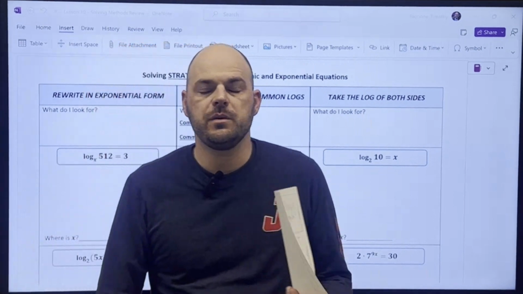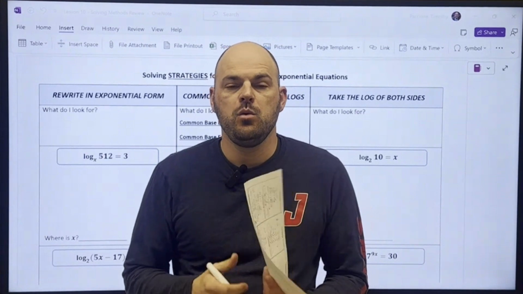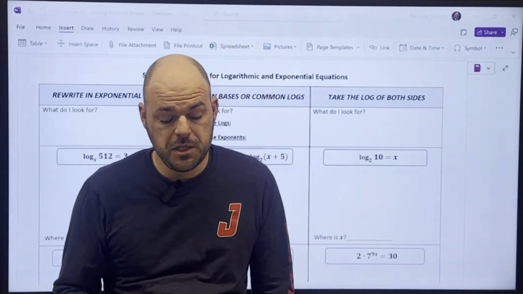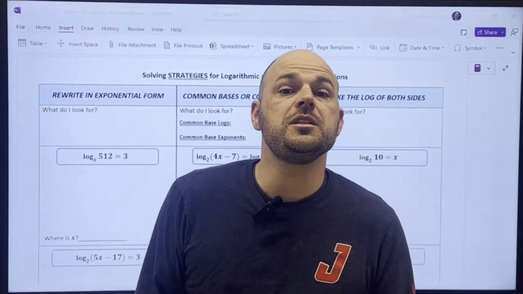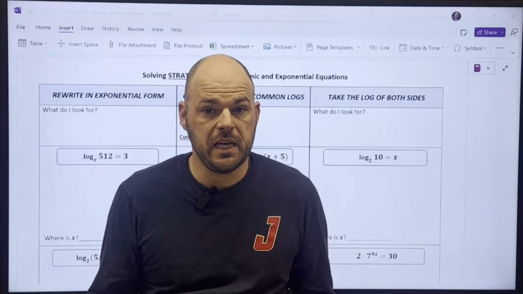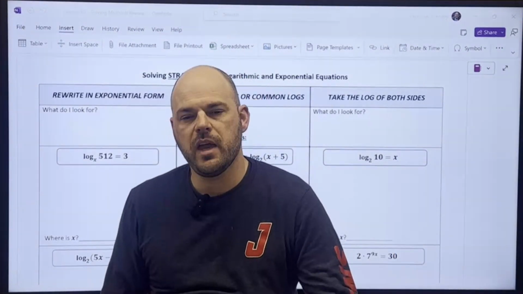All right, so as we've done in the past, we are going to make a graphic organizer today. At this point in the unit, we've done a lot of different solving strategies for exponential equations and logarithmic functions, and we're at the point where we're going to be looking at them all together on one page, and it's like, wait, what do I do for this one? What do I do for that one?